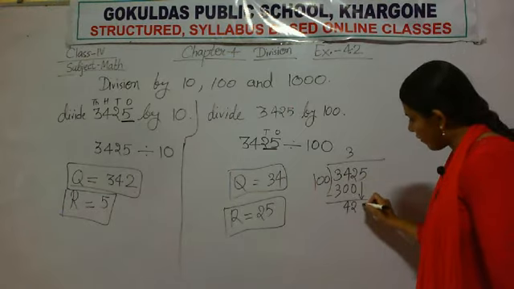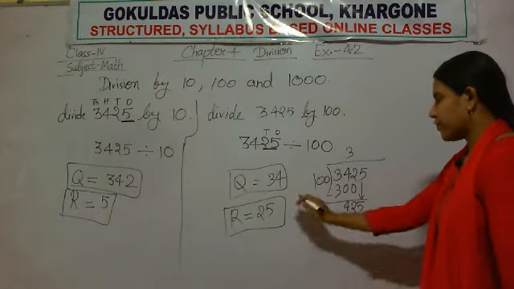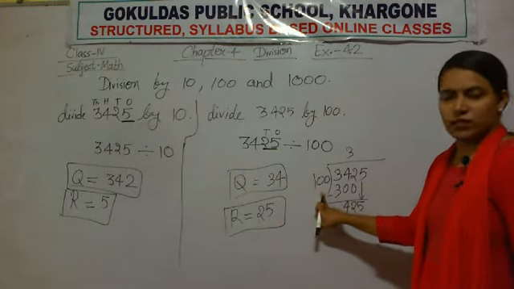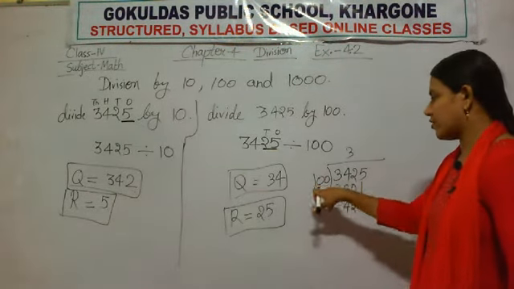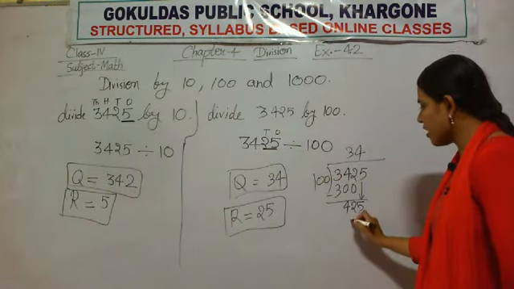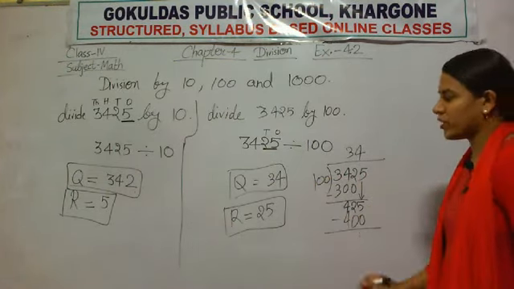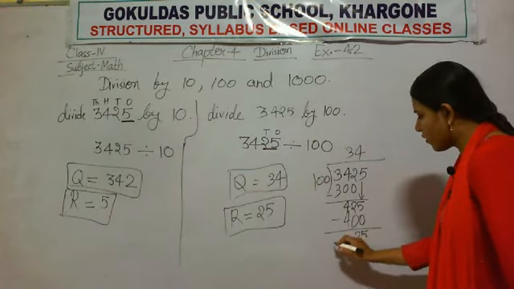So we need to bring the 5 over here. Now 425 is larger than 100, so now you can divide. 100 fours are 400, right? Now subtract both the numbers, your result is 25.